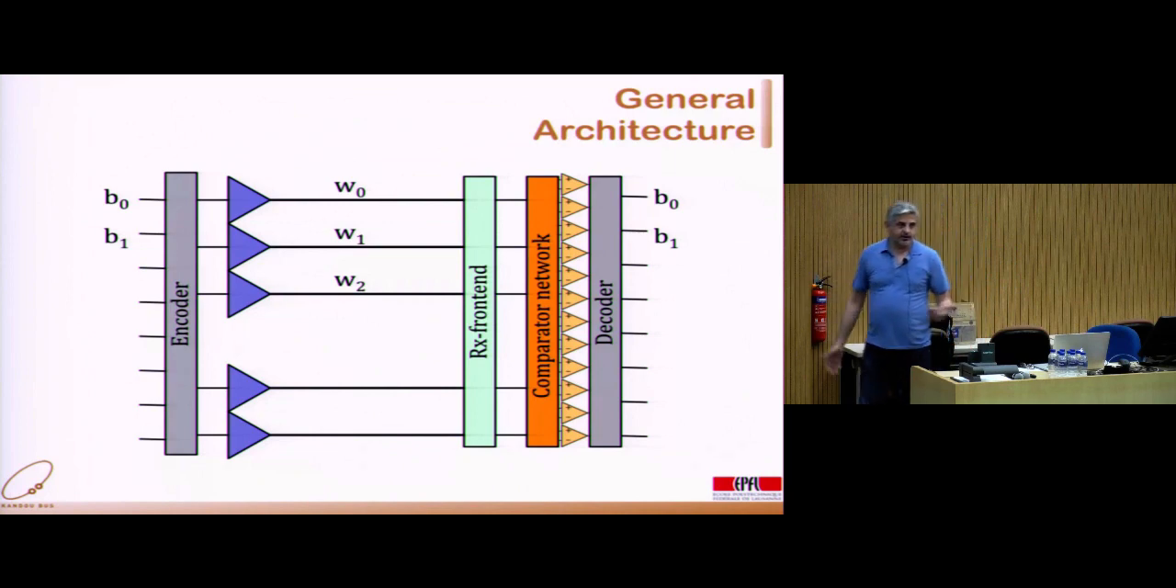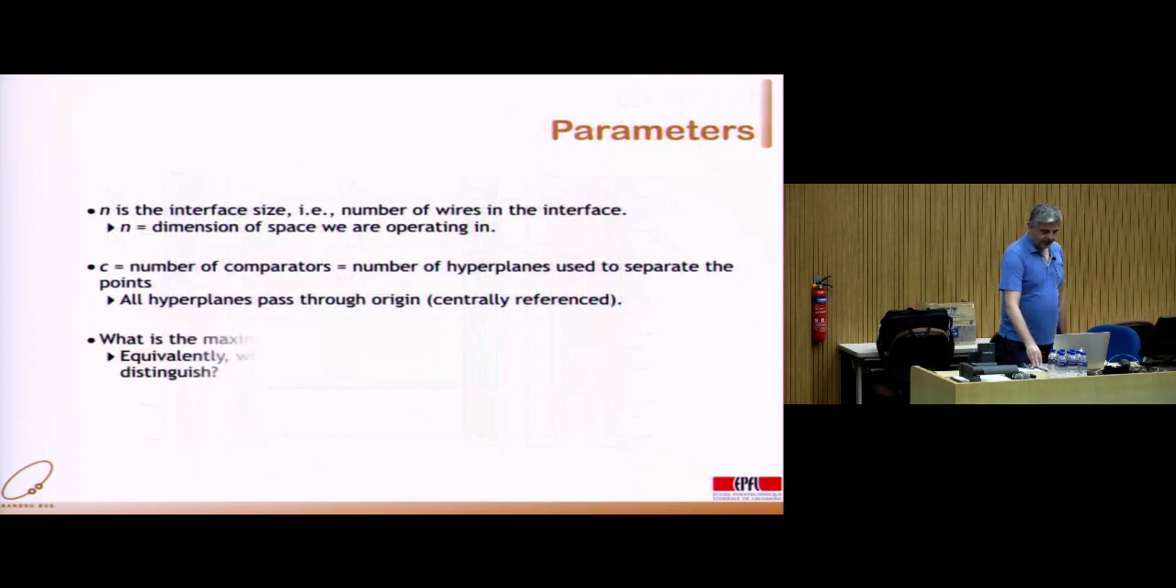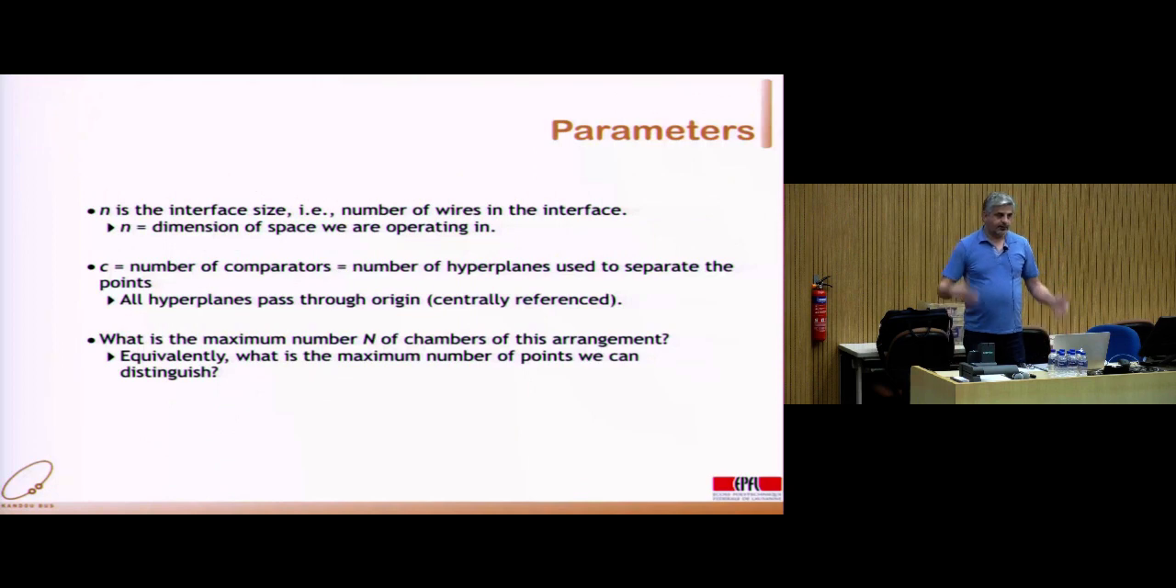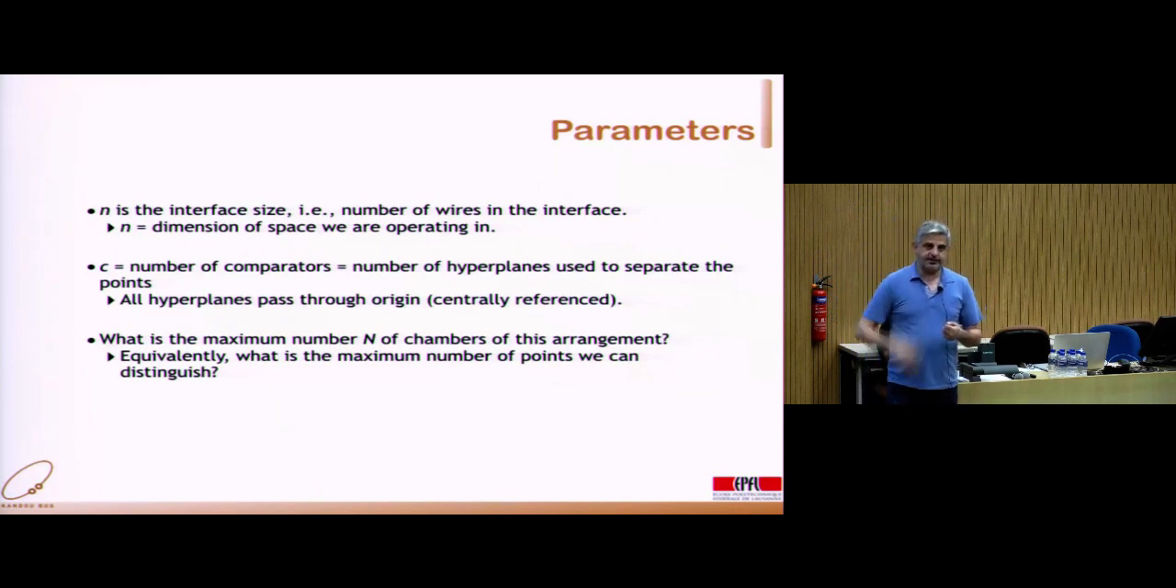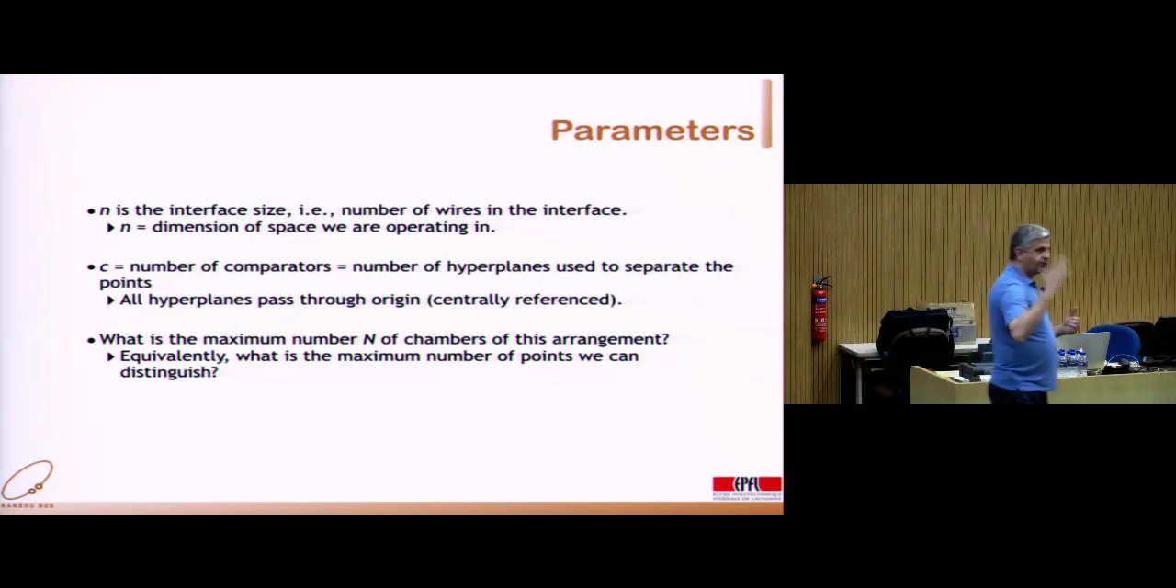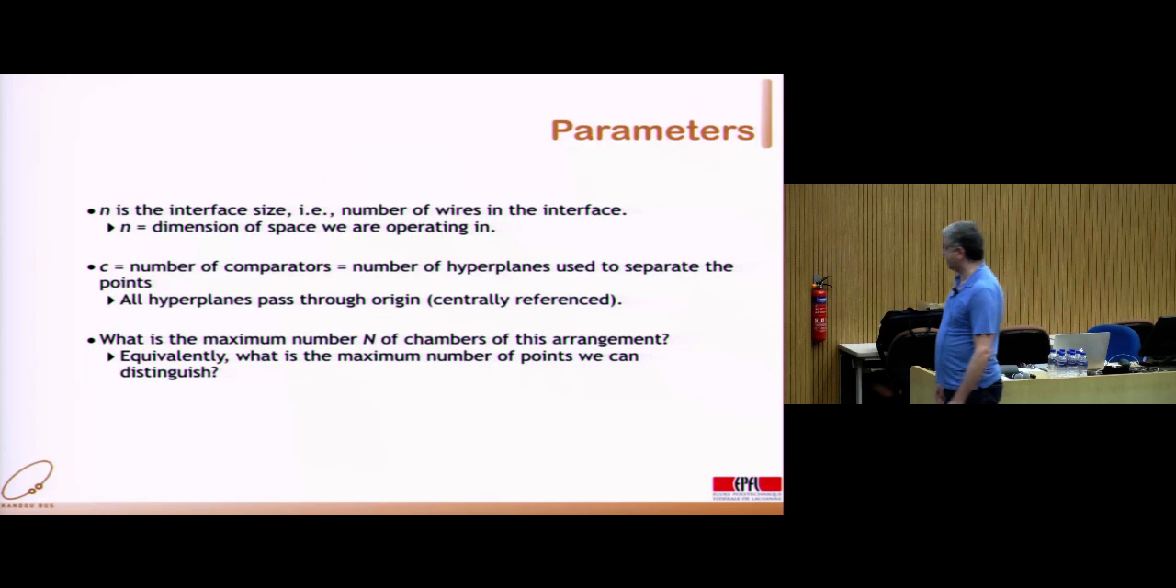So, you get the bits, you encode them, and encoding means you map the bits to the code words you send on the wires, and then you have these comparators, and out of the comparators come other bits, and from those other bits, you recover the original bits. So what are the parameters? You have the interface size, the number of wires, little n. You have the number of comparators, which I call C. And then the first question that you might ask is, if I have C comparators in the n-dimensional space, what's the maximum number of chambers I can get in the hyperplane arrangement? What's the maximum number of code words?